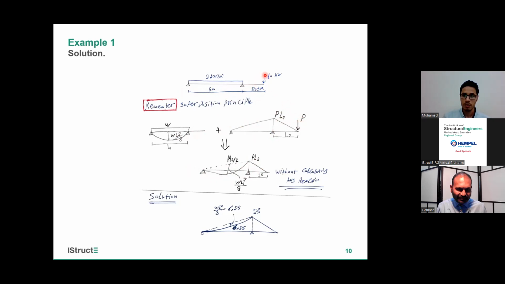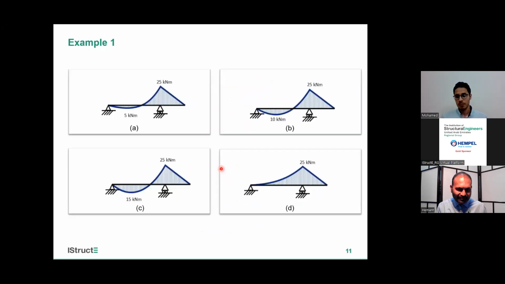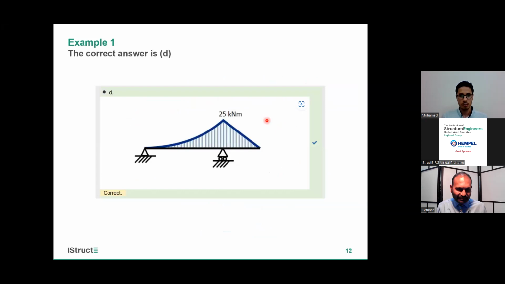Here we have 10 kilonewton, and this span is 2.5, so 10 times 2.5 gives me 25. And here I have this point and this point, so I'll just calculate WL squared over 8, which gives me 6.25. This is my shape. So if I go to the choices, this will be my choice. As we notice, all have the same bending moment diagram at this point, but the difference is only here.